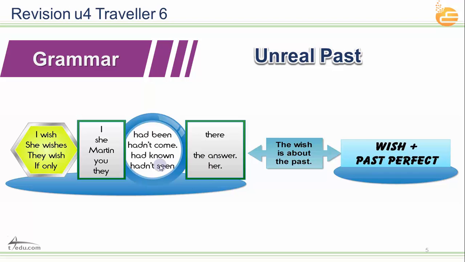The second unreal past is also with wish and if only. But after I wish or if only, we use the past perfect. What is the past perfect after I wish and if only? It's had and the past participle. I wish I had been there. She wishes Martin hadn't come today. They wish you had known the answer. If only they hadn't seen her. And your wish here with the past perfect is about the past, somewhere in the past. Maybe a long time ago, maybe 3-4 days ago. So you wish in the past.